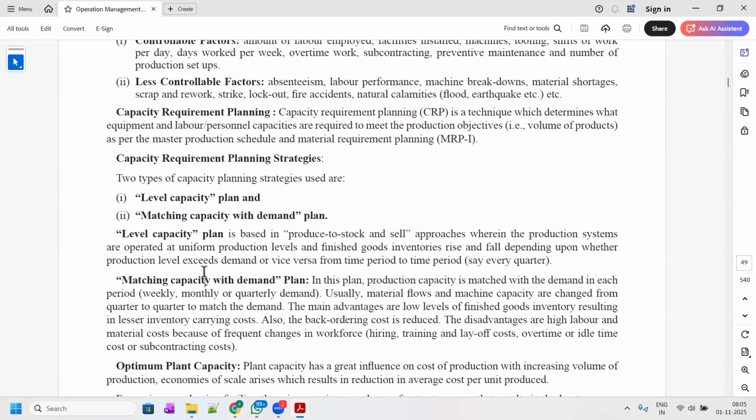That is what level capacity planning is all about. Then matching capacity with the demand plan, there we are talking about production which is adjusted to match demand every time. It can be weekly or monthly or quarterly. The advantage of using this is basically low inventory cost and fewer backlogs.